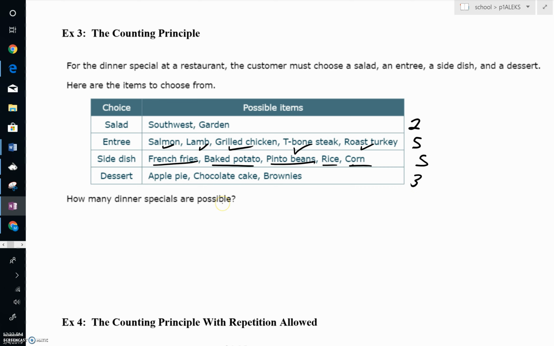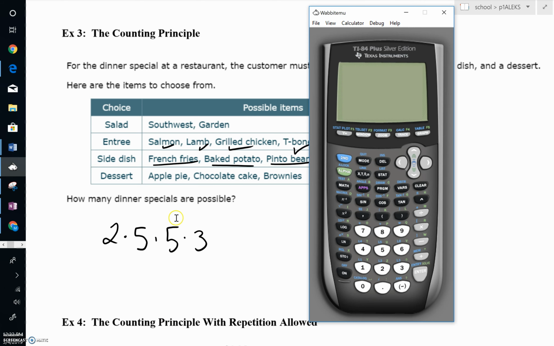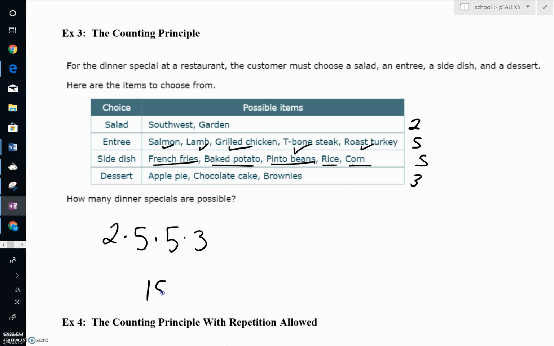So how many dinner specials are possible? How many different plates could be formed out of these choices? Well, 2 choices for a salad, 5 for an entree, 5 for a side dish, 3 for a dessert. And guys, you just multiply those all together. So, more or less what we do is we just take 2 times 5 times 5 times 3. And very quickly, we'll just get 150.